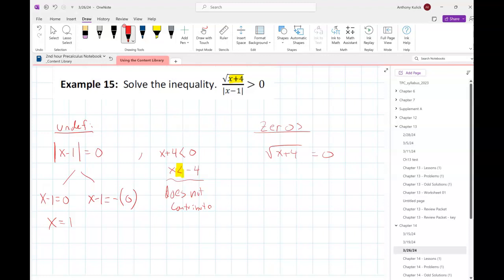So because it's a fraction, I know it's equal to 0 when the numerator is 0. So how do I solve the square root of x plus 4 equal to 0? Square both sides. Now's time for that. What's 0 squared? And then we just subtract the 4 over, and there's that.